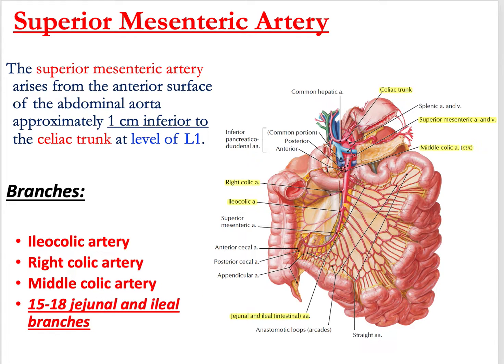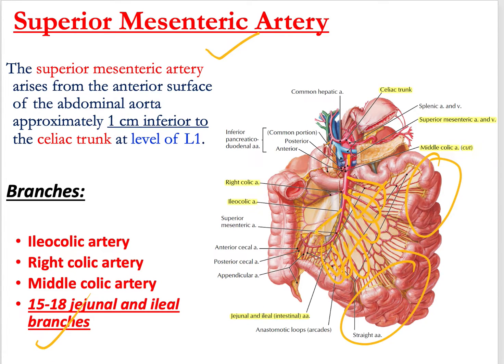Now, this is the blood supply. Guys, I don't know if it's covered in the cardiovascular course, but let me just show you the branches of the superior mesenteric artery. We'll talk about the blood supply of the small intestine later. So this is the superior mesenteric artery. It gives a couple of branches. It gives jejunal branches and ileal branches, because this is jejunum and this is ileum. So these are jejunal and ileal branches, about 15 to 18 branches.